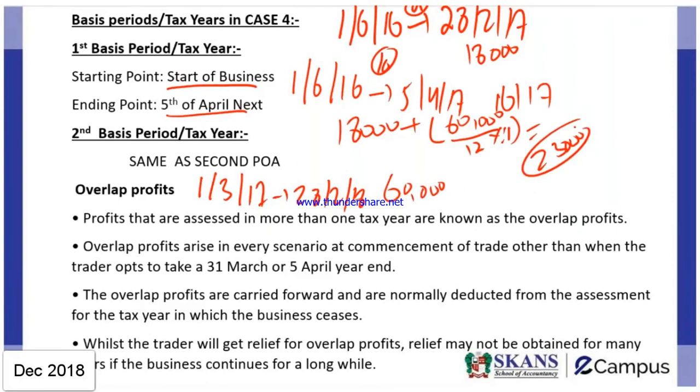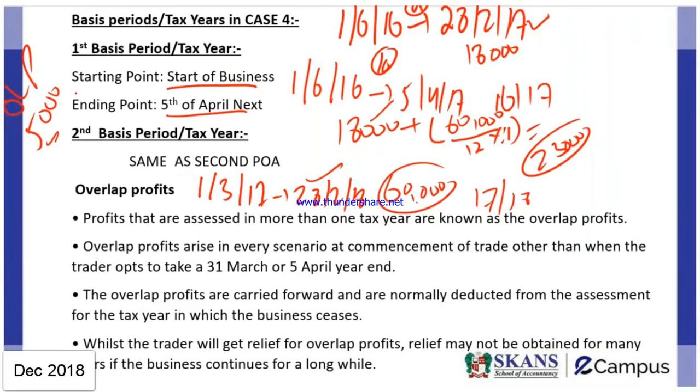And the second basis period is the same as the second period of account, and the profit of 60,000 is assessed in 17-18. Now how much overlap profit is there? The 18,000 profit of this period is assessed here, and 5,000, so the only overlap profit in this case is 5,000 pounds, because 5,000 pounds profit is assessed in 16-17, and again these 5,000 pounds profit is assessed in 17-18.